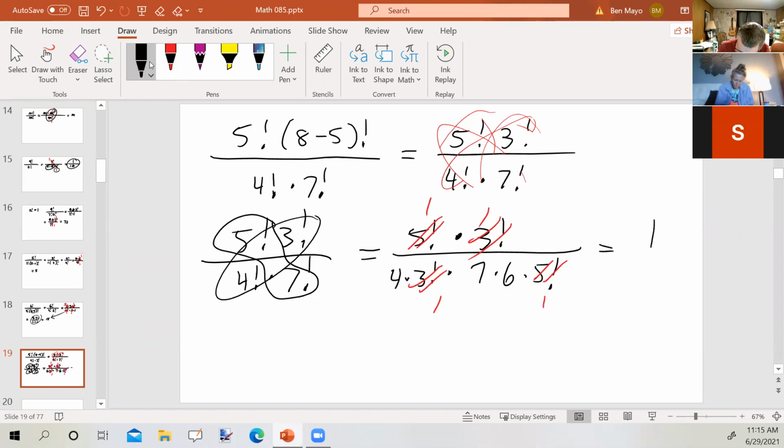And in the numerator, I have a 1. In the denominator, I have, let's see, what do I have? I have 4 times 7 times 6 times 1, which is 168. And again, I'm going to leave my answer as an exact fraction, not a decimal. Okay. Any questions about this problem?